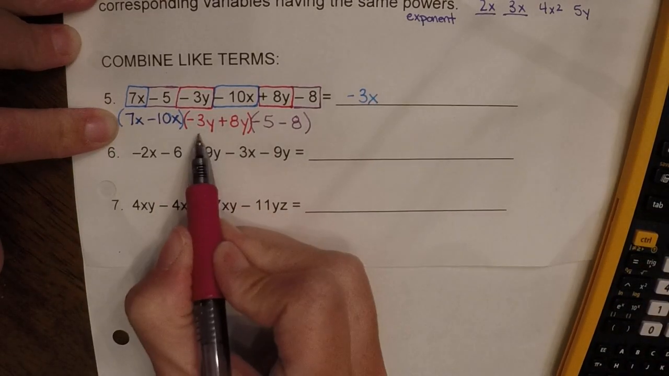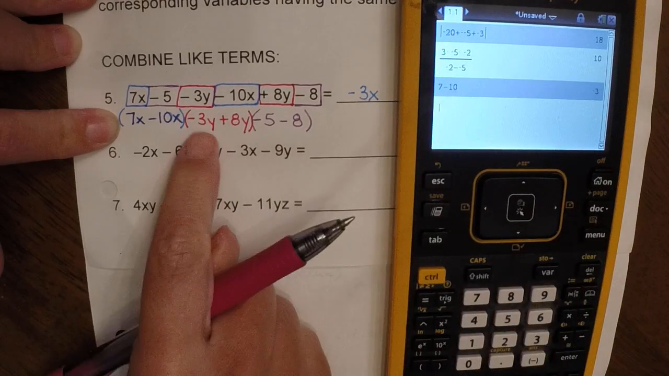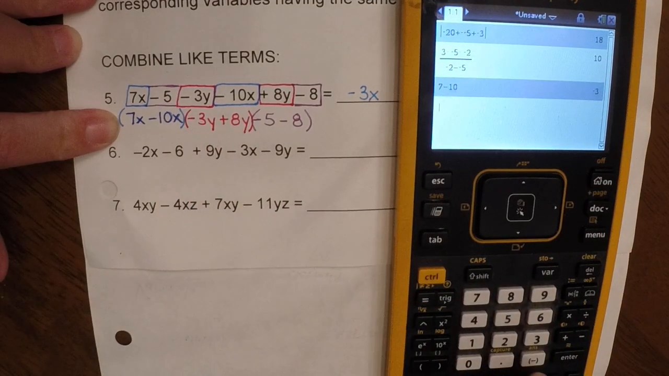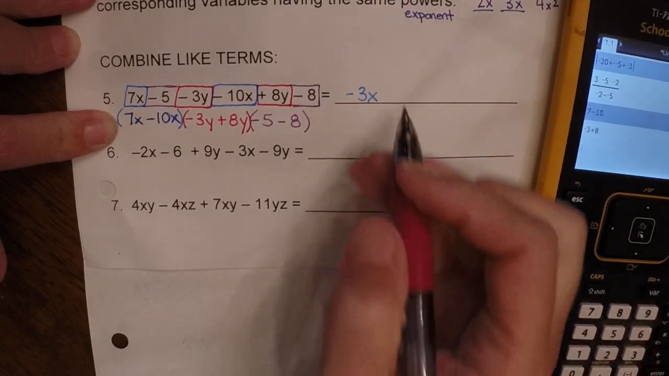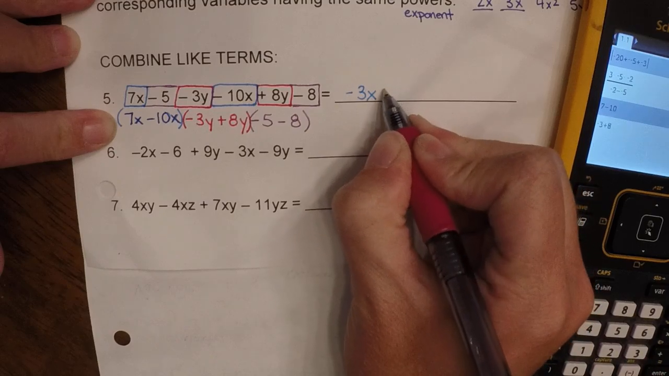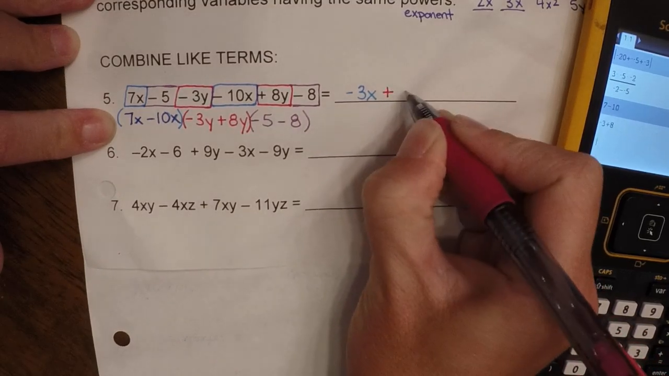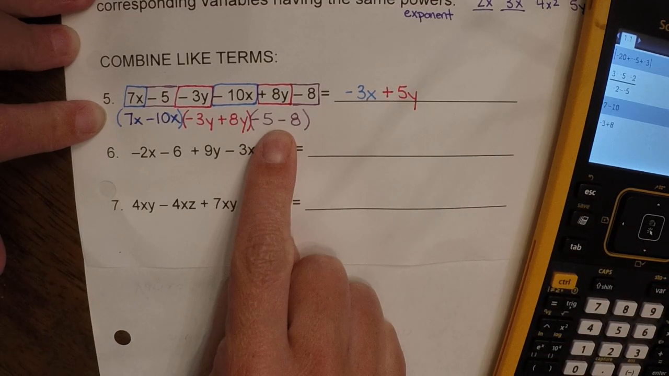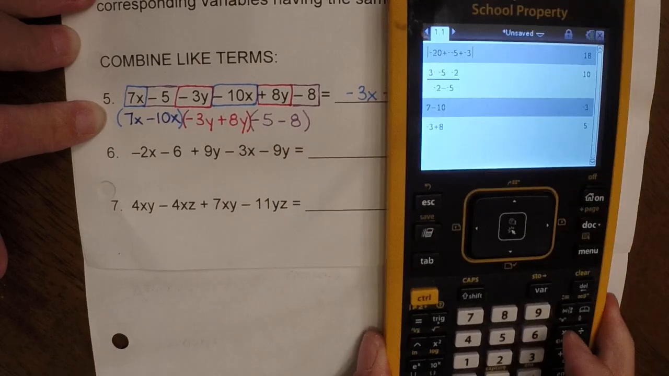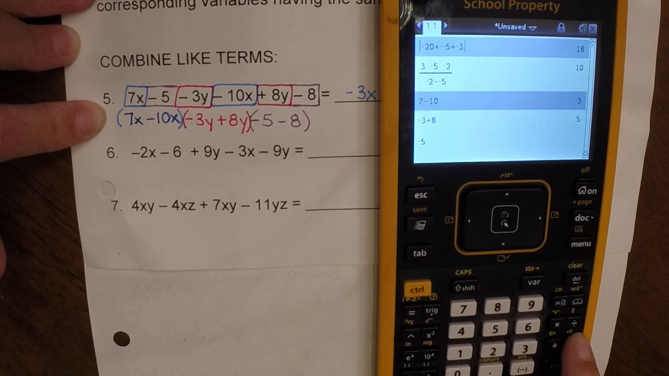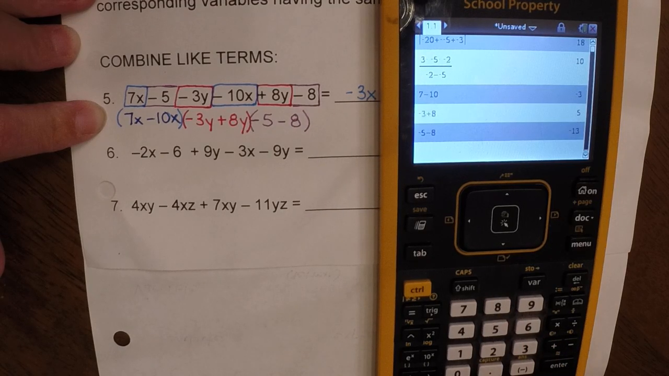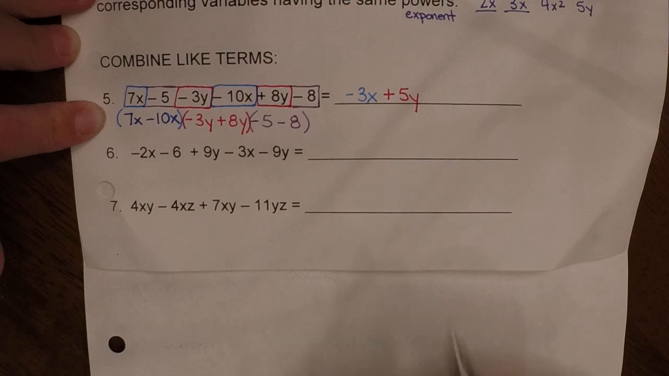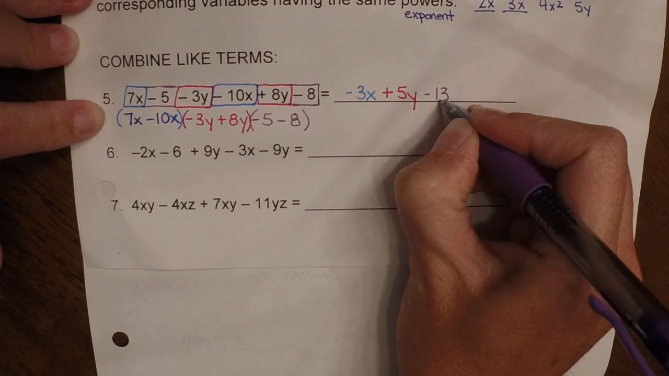Then I'm going to go ahead and do the y's. So I would again type it into the calculator, again making sure to include the signs. Negative 3 plus 8, enter, and it says 5. Now that's a positive, so I've got to put a plus here. I can't just put a 5. So if it's positive, we would put plus 5y. And then here we have a negative 5 and a negative 8. So again, I would put that in the calculator. Negative 5 minus 8, enter, and that's negative 13. So this would be minus 13.